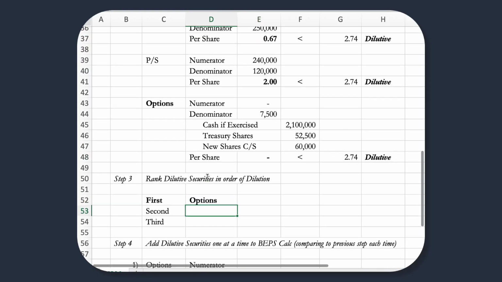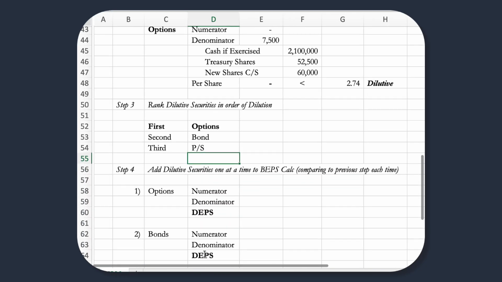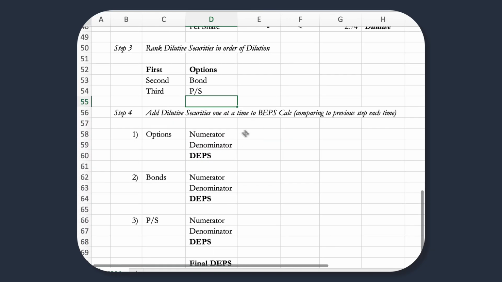Then the second is going to be our bonds of 0.667. So bonds are the next dilutive, and then our preferred stock. So this is the order in which we're going to add those dilutive securities into our basic earnings per share calculation. Because remember, as we start adding them one at a time, we might find that the number goes up, in which case we don't want to go any further. We want to stop. We want to know what is the lowest it can go.